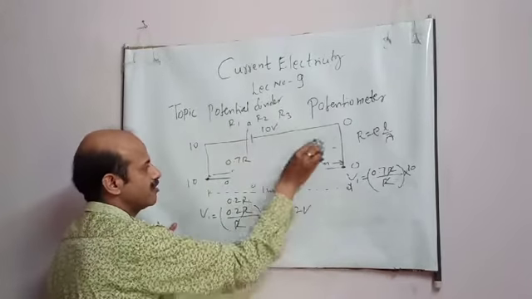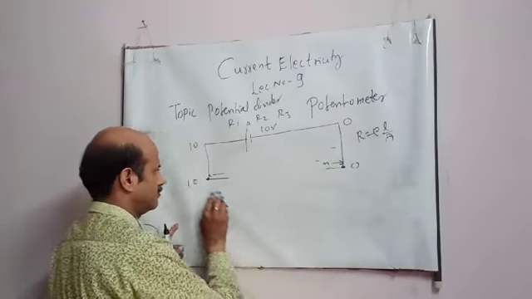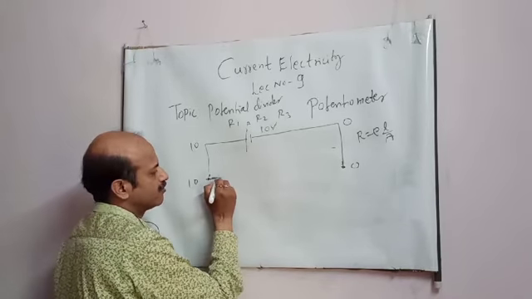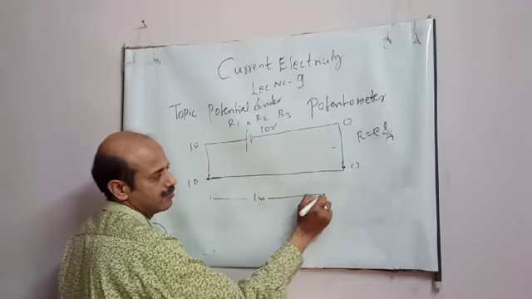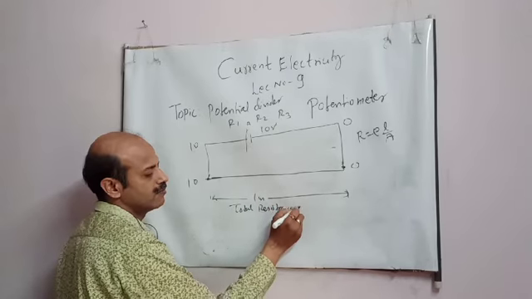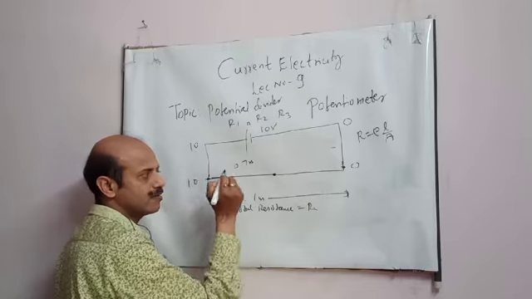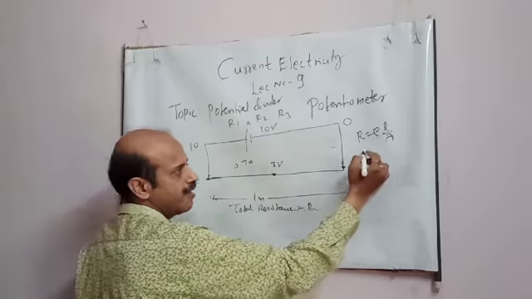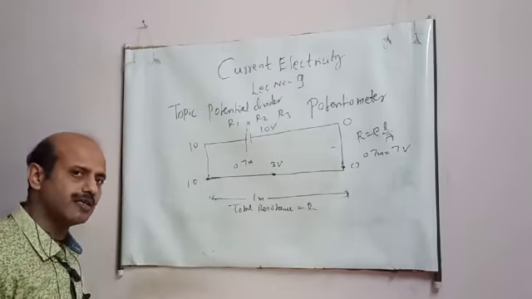Now I am redrawing the circuit. This is that wire, whose length was 1 meter and total resistance was R. Just now I saw that at a distance of 0.7 meter, the potential difference was 7 volt, but the potential at this point was 3 volt. We have just calculated this. I am writing the data here.